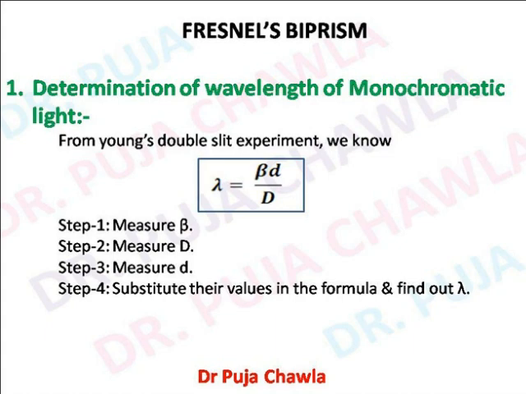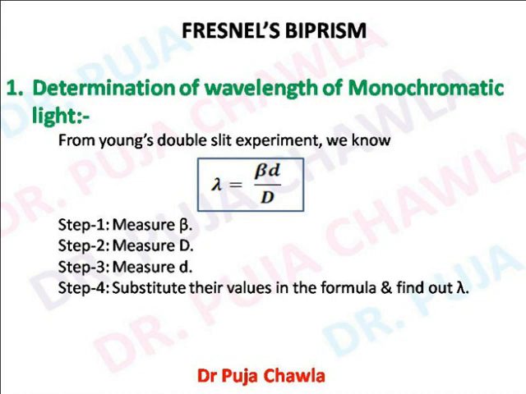We are starting with a formula from Young's double slit experiment, that is lambda is equal to beta d upon capital D, where beta is the fringe width, small d is the slit width, and capital D is the separation between slit and the screen. Now suppose experimentally we can measure all these values, beta, small d, capital D, and then substitute these values in the formula for lambda. That means we can experimentally determine the value of lambda.